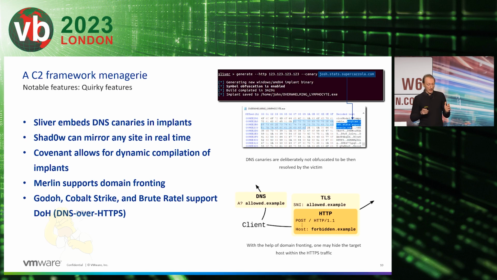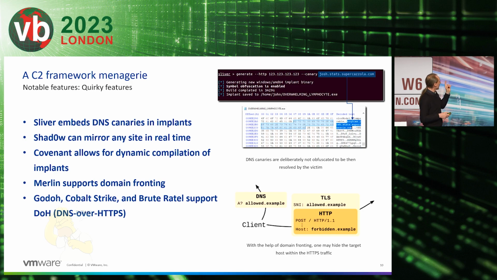I'll quickly cover just a couple of them. DNS canaries, top right figure, are deliberately non-obfuscated domain names that Sliver embeds in the binary, which, if ever resolved, will give a notification to the attacker that this particular binary was found.